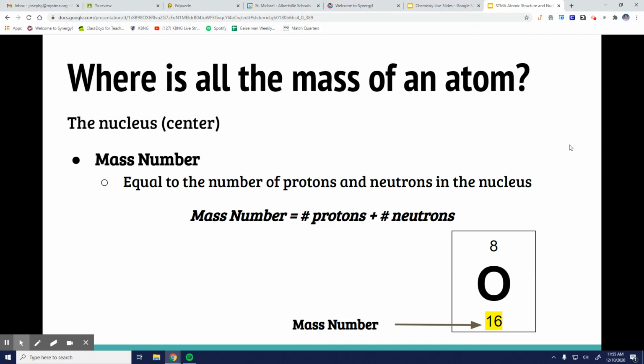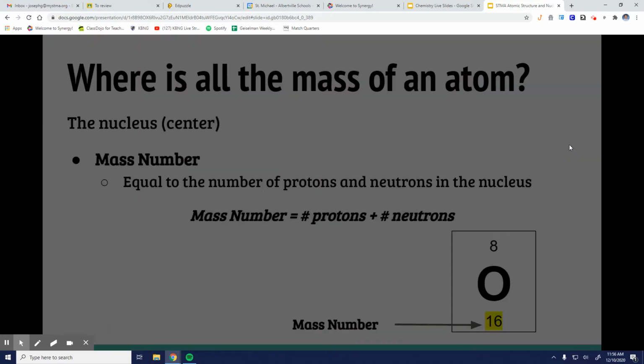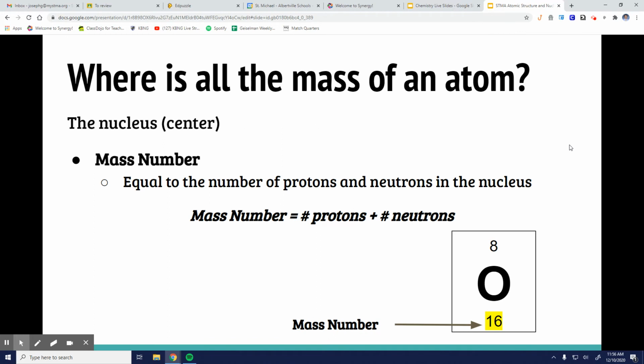So a simple equation: mass number is equal to protons plus neutrons, or the number of protons plus the number of neutrons. If we look at it in this problem, our mass number is found at the bottom of the atomic symbol. If on your periodic table it is a decimal, round up or down to the nearest whole number for now. We'll discuss why that number is a decimal later on.